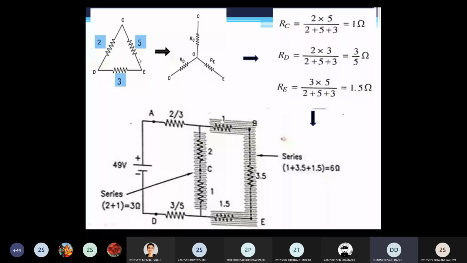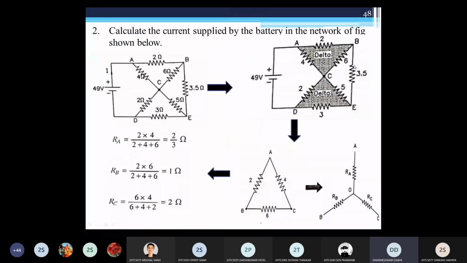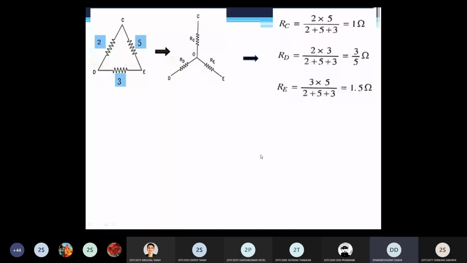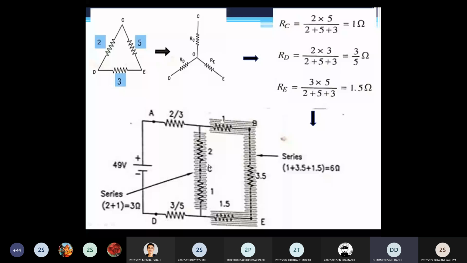So this RC comes in series with this RC of the first delta. Clear? Then this RD 3 by 5 and RE 1.5 look like this here. Clear? And this 3.5 is as it is. You can see that 3.5 here as it is in your main figure. Clear? So your equivalent circuit now looks like this. So here 1, 3.5 and 1.5 are all connected in series.